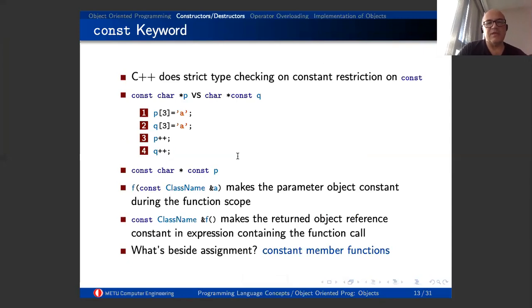So it is about the const keyword. It is an important part of the type system in C++ because it will generate errors instead of warnings if you do not follow the const semantics. Basically, the const keyword modifies what follows it.